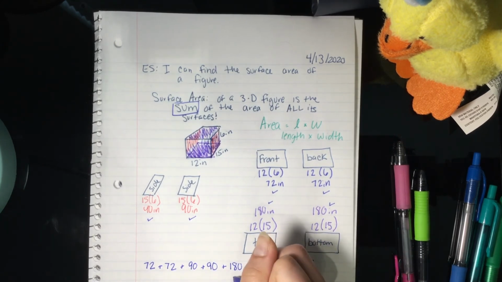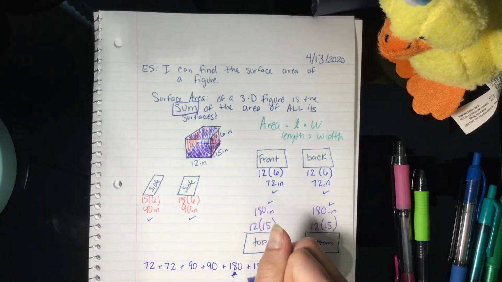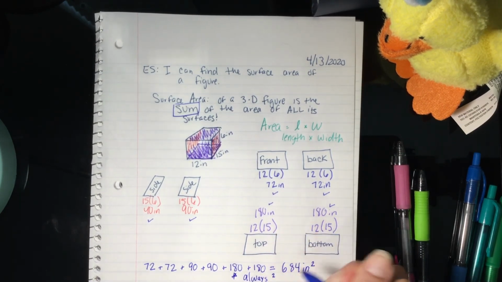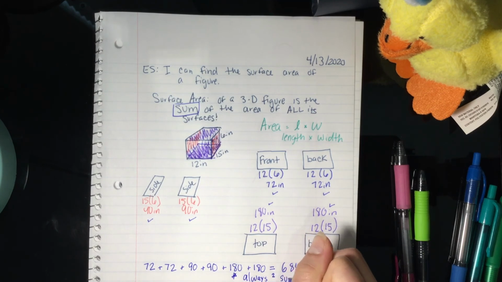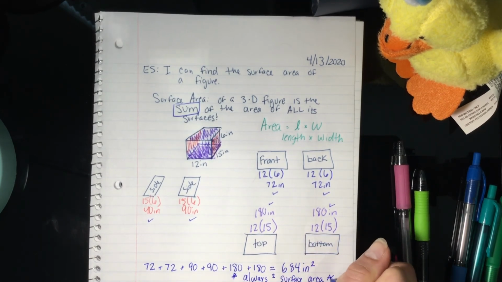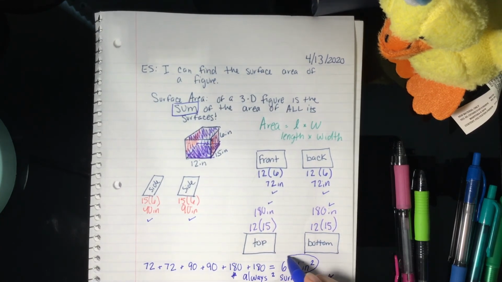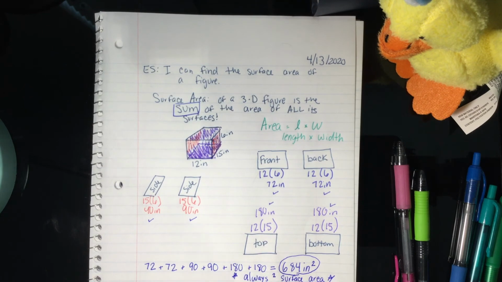I'm going to put that as a little note right here. Always square surface area. Okay, so our total surface area is 684 inches squared.